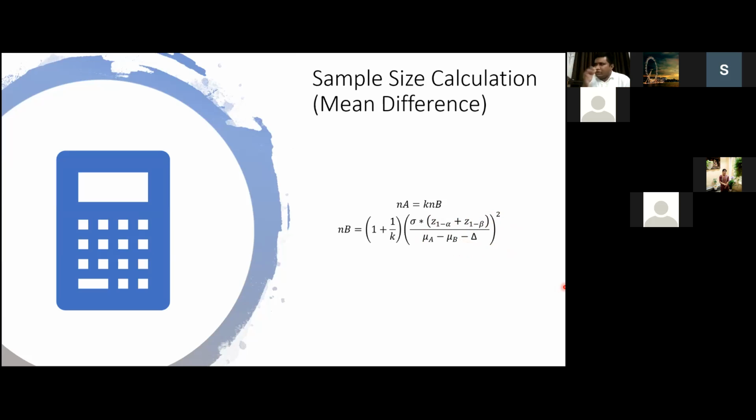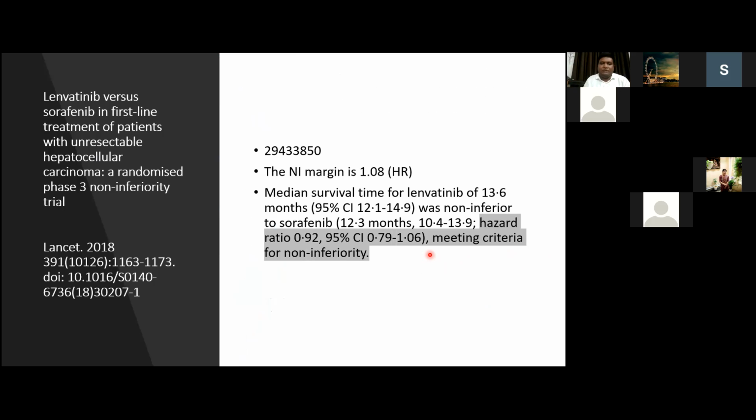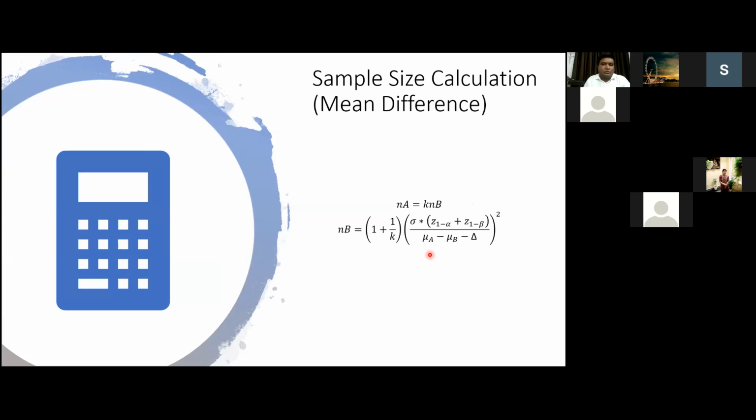But in almost all the studies, the difference in the endpoints between the two arms is assumed to be 0. Even in the previous example where we calculated the sample size, it was assumed that there is no difference between the two, and only the non-inferiority margin was considered for calculating the sample size. So this is just to complete the mathematical formula.